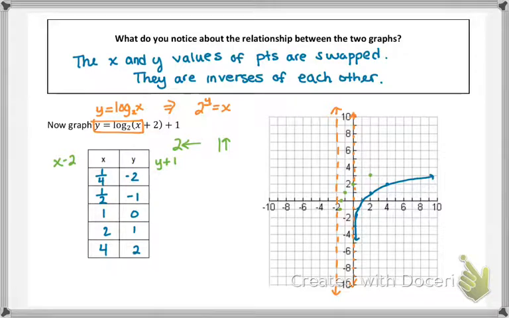And here it is. And so here's my new graph. It looks very similar to my old one. Everything got slid over left 2 and up 1 space. Okay, and one last example.